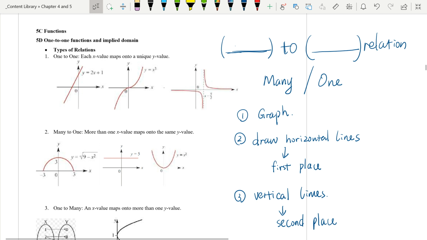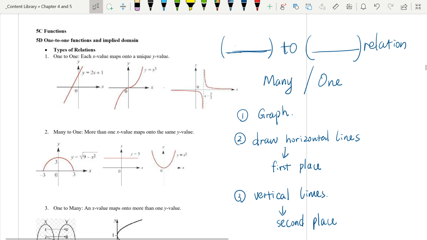So the rule here is that if anywhere it only intersects once, the first bracket will be 1. If anywhere it intersects more than once, not necessarily at a couple of points, but anywhere it intersects twice or more, it will be a many. This one is a function, but not because of the horizontal line test; the vertical line test is what tells you it is a function. We do the same thing for the second bracket.